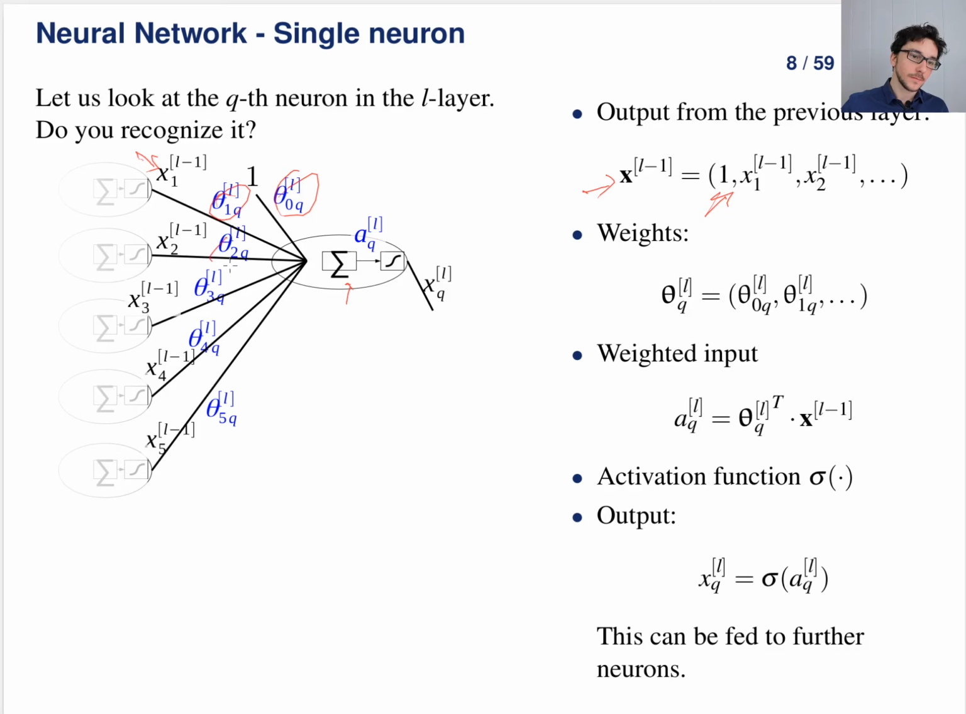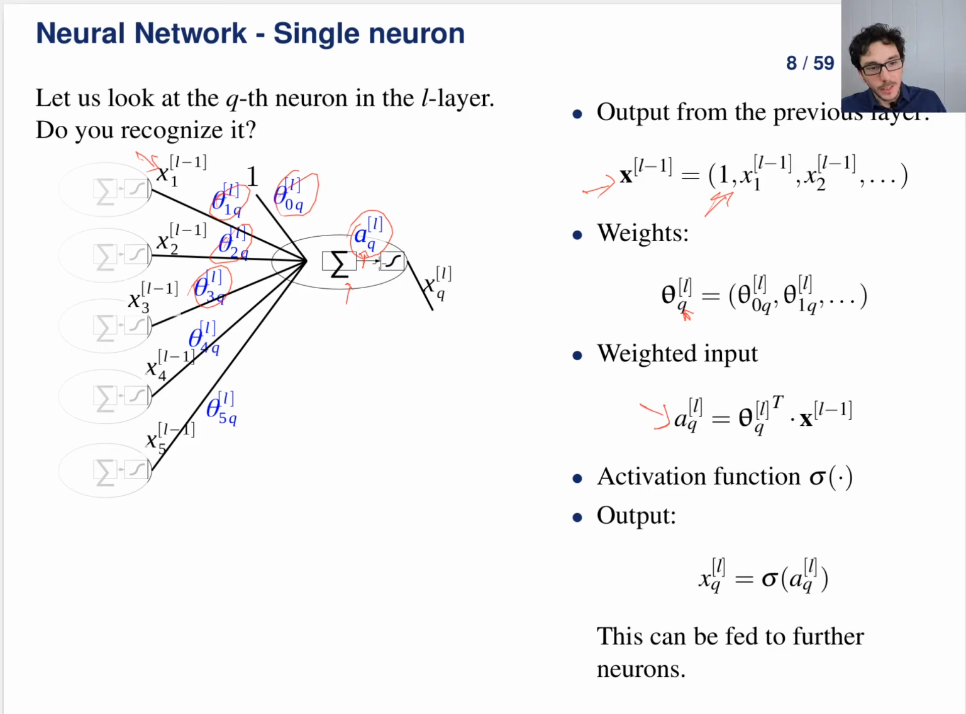These weights form a vector of weights of neuron Q in layer L. Then we compute the weighted input, this number here, that is the scalar product between the vector of weights and the vector of x. This result is called weighted input, and it is indicated by this A.